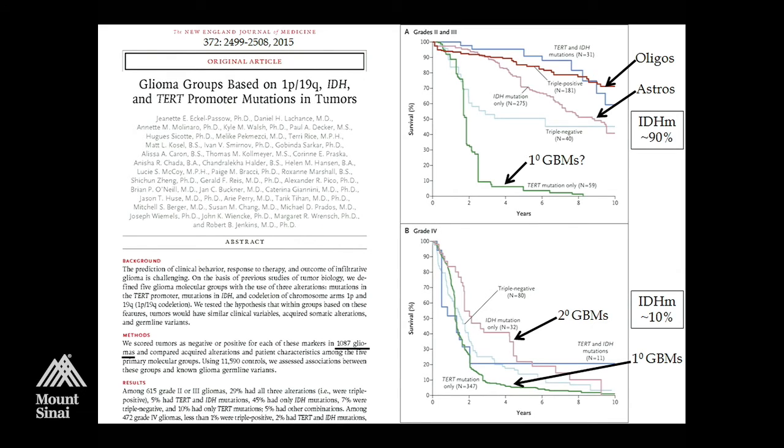We looked, along with our colleagues at Mayo Clinic, also at a large series of cases. Our grade twos and threes are here with IDH mutation. Our grade fours with IDH mutation are down here. So clearly the grade four, the secondary GBMs or IDH mutant GBMs, still do quite a bit worse than grade two and three. So grading is still important, but there's still a lot of problems.